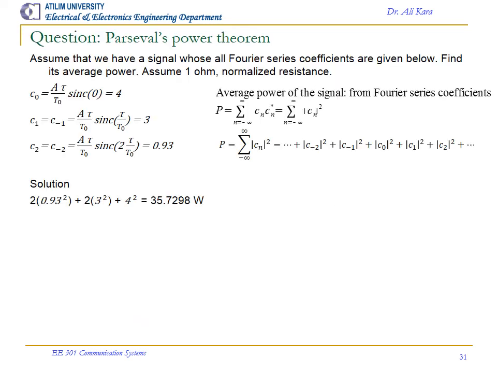Question: Parseval's power theorem. Assume that we have a signal whose Fourier series coefficients are all given below. Find its average power. Solution: take the square of all the terms and add them up. Note that, although it may seem unrealistic that so few terms can make up a signal, in practice, a reasonably low number of coefficients may be sufficient, as the larger coefficients become smaller and smaller and can be neglected.